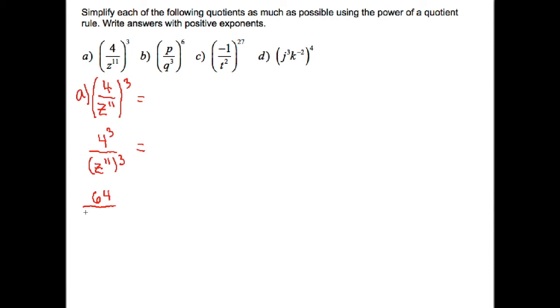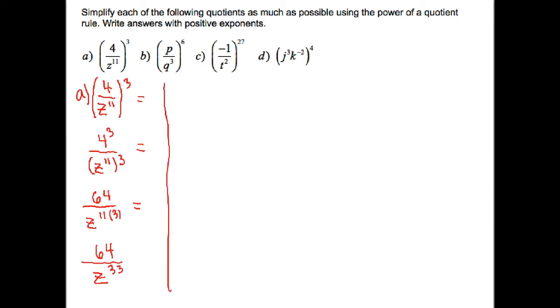In the denominator, I have z raised to the 11 times 3. And that's because when you raise an exponent to an exponent, you can multiply the exponents. So that leaves us with 64 over z to the 33rd.